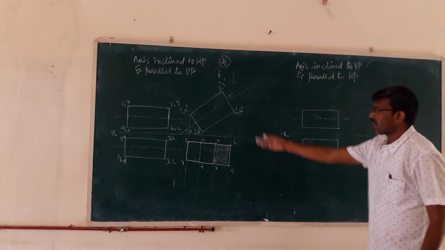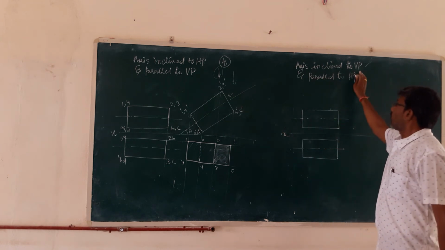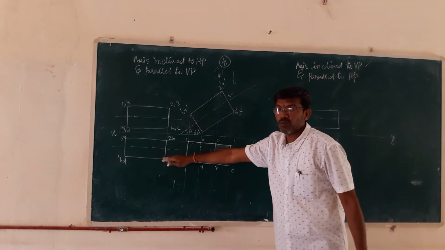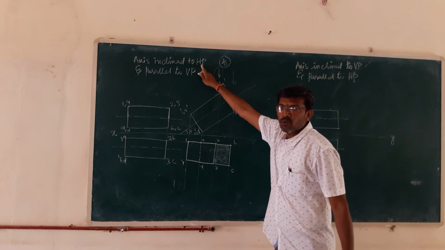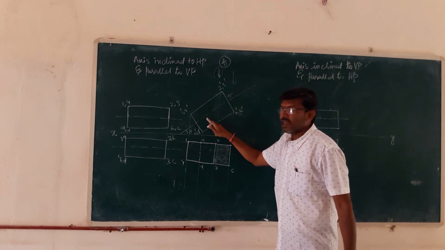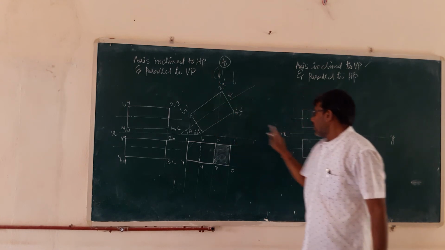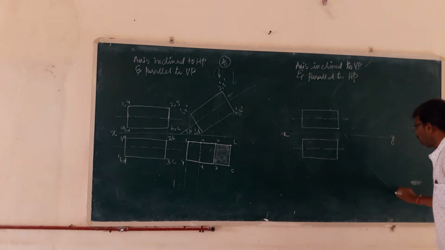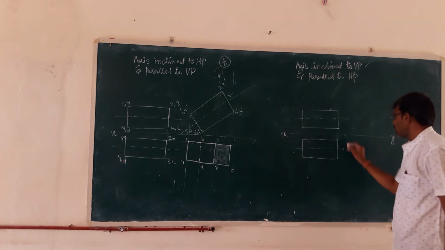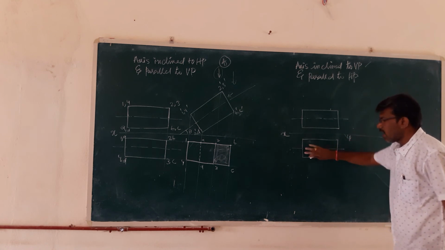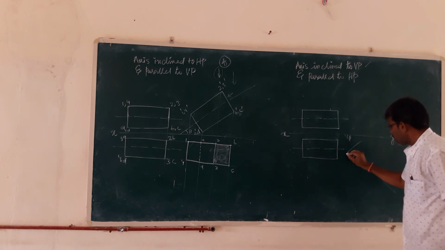And next one is axis inclined to the vertical plane. So what we had, parallel to both planes, axis inclined to VP, so that we have made inclination to the horizontal plane. Here in this case, we have to draw an inclined line with the vertical plane, with 5 degrees. The same picture I am going to draw here. So this is the thing.